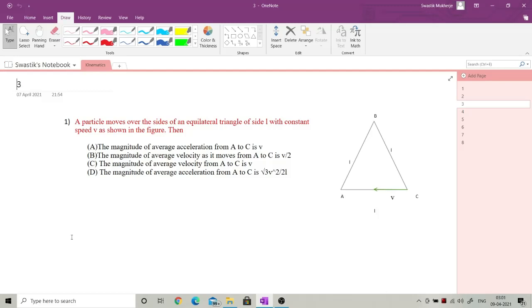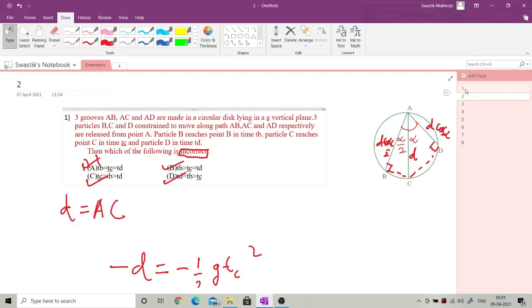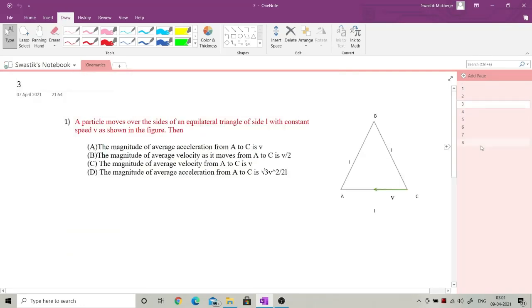A particle moves over the sides of an equilateral triangle of side L with constant speed v as shown in the figure. These types of problems will have questions in the options, so you should always read these options very well. And mind you, all these questions I'm doing are multiple correct because those types of problems are the most challenging and you will face them in WBJEE and also JEE Advanced, not in JEE Mains, but they have changed the format now. It used to be that you didn't, but now you do.